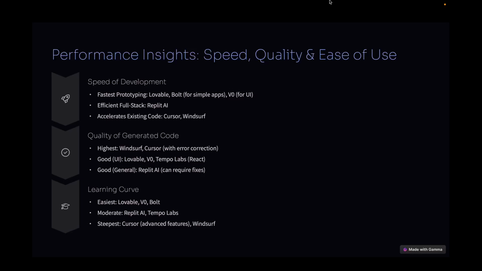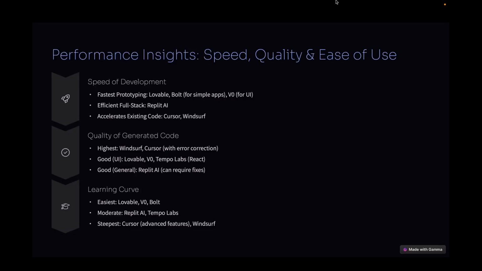When it comes to the quality of generated code, Windsurf and Cursor are frequently praised for their accuracy and contextual awareness, with Cursor adding error correction. Tools like Lovable, Vercel, and Tempo Labs produce good UI code. Replit AI generates good general code but might need more supervision on complex tasks.